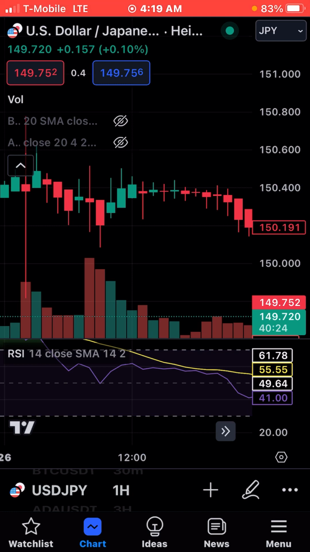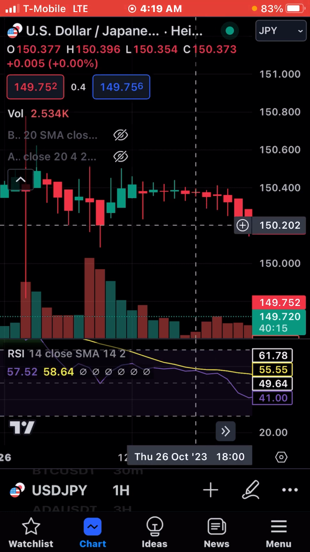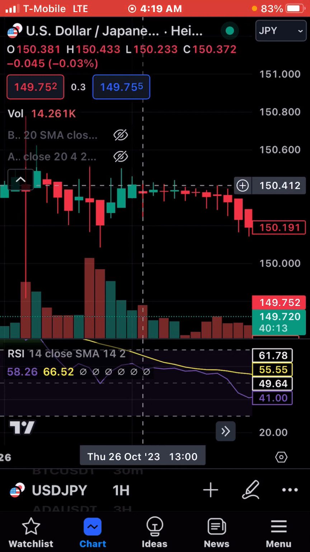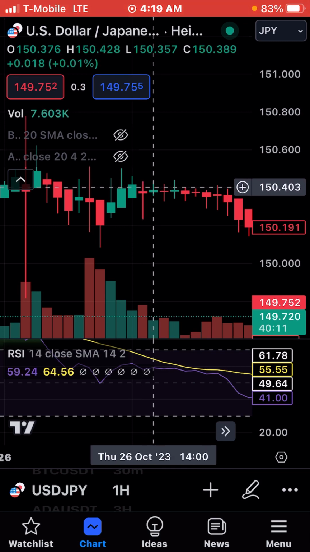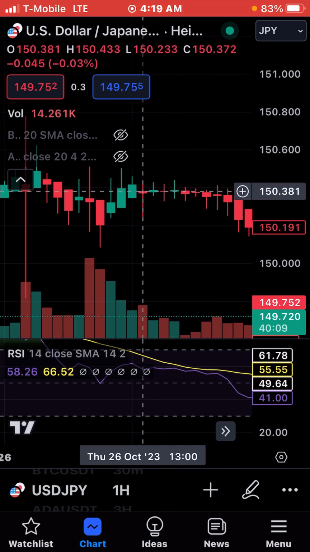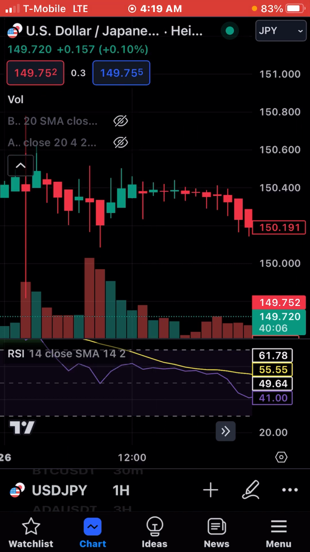So these would not be trades to take, because if you have your volume here, you can see that it is very weak. You can see that the candle's not moving much. It's not going up or down. So these are sideways, and you can really tell just by looking at this.